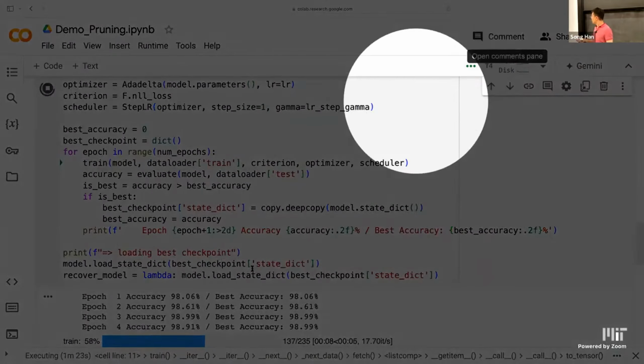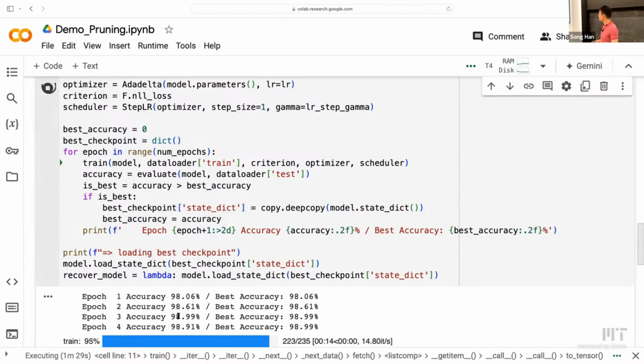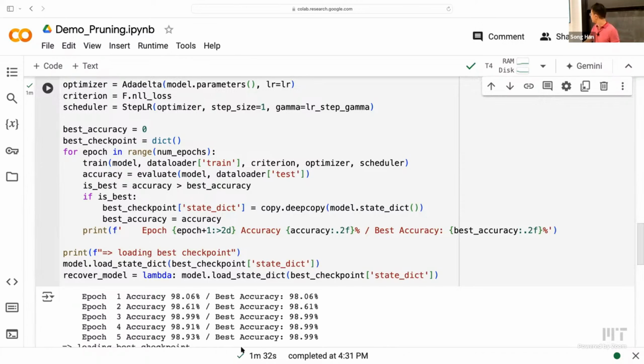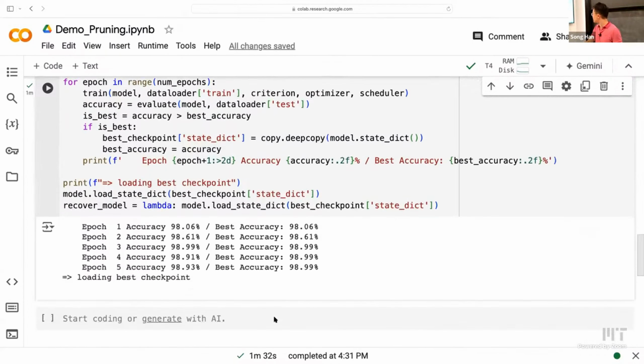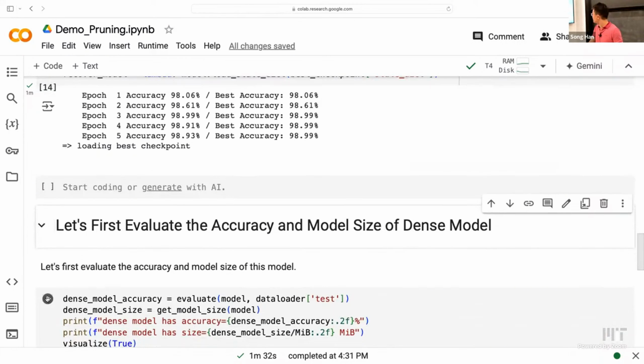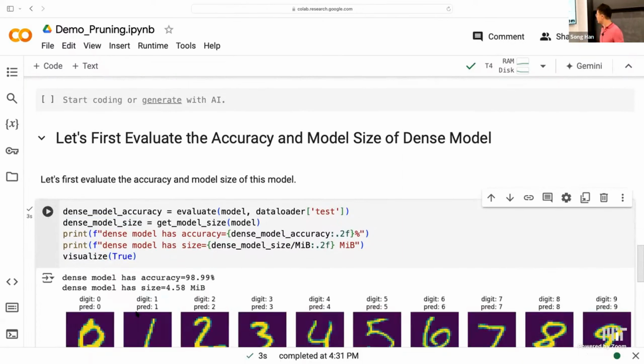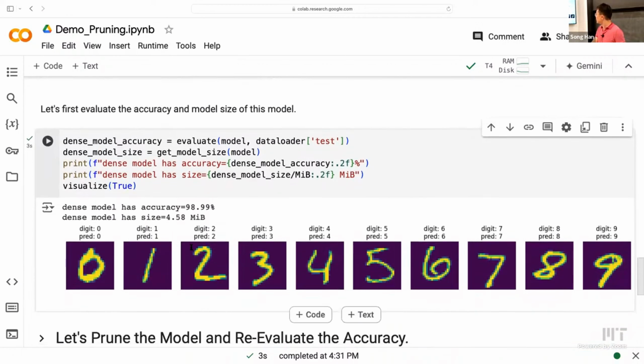Okay, it's the last epoch. We are already at 98.9%. The last epoch has finished, and we got 98.99%, which is pretty satisfying. Let's first evaluate the accuracy and model size of this dense model before pruning. 98.99%, almost 99% accuracy. This is the digit, and the second row is the prediction. We can see that in this batch of examples, they are all correct.